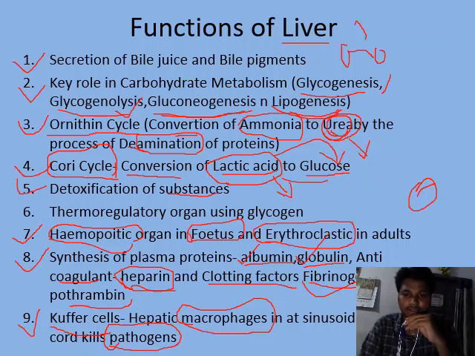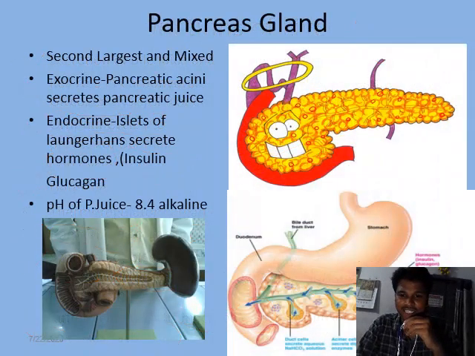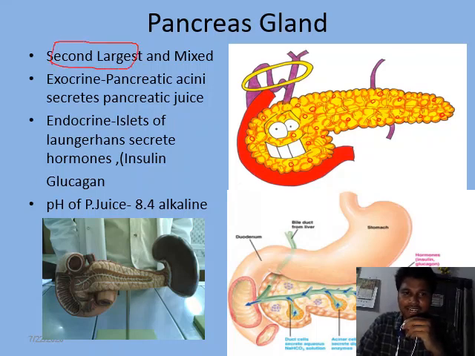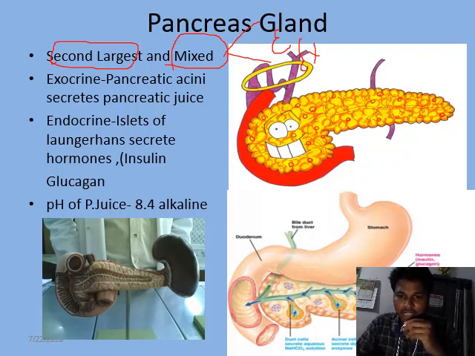Let's learn further. Let's learn about the structure of the pancreas gland. The pancreas is the second largest gland in the body, and it is also called a mixed gland because it has two parts, the endocrine part and the exocrine part. There is a difference between endocrine glands and exocrine glands. Basically, endocrine glands release their hormones directly into the bloodstream, whereas exocrine glands contain a duct, and they are called duct glands. Okay? And endocrine glands are called ductless glands.